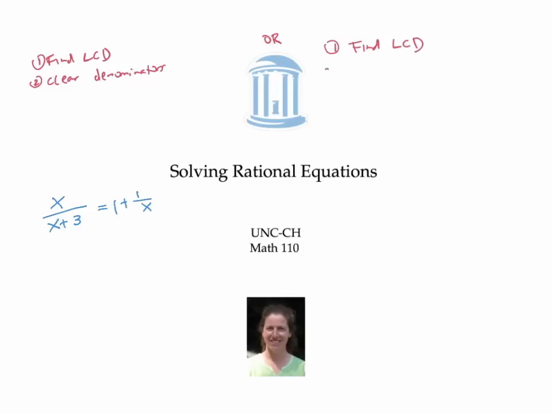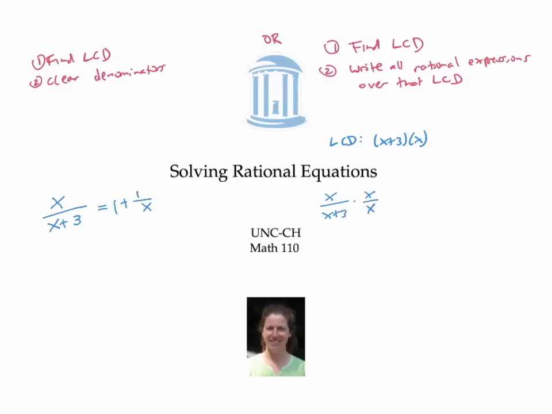We find the least common denominator, but then we write all the fractions over that least common denominator. So in this example, we'd still use the least common denominator of x plus 3 times x, but our next step would be to write each of these rational expressions over that common denominator by multiplying the top and the bottom by the appropriate things. So 1, in order to get the common denominator of x plus 3 times x, I need to multiply the top and the bottom by x plus 3 times x. 1 over x, I need to multiply the top and the bottom just by x plus 3, since that's what's missing from the denominator x.